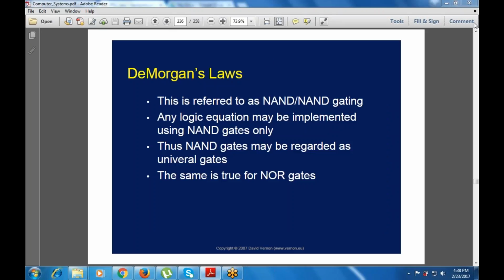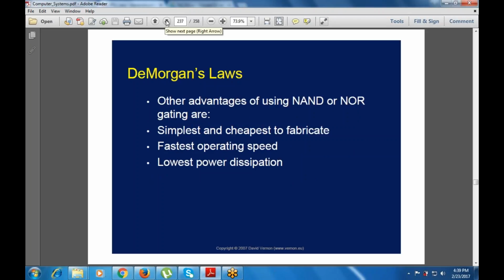Next is referred to as the NAND gate and NAND gating. Any logical operation, or any logical equation, may be implemented using NAND gates only. Therefore, NAND gates may be regarded as universal gates. In the assignment question, the gate known as a universal gate is the NAND gate. And the same is true for the NOR gate also. The next advantages of using NAND or NOR are that they are the simplest and the cheapest to fabricate. That means it is very simple to use and very cheap to fabricate.